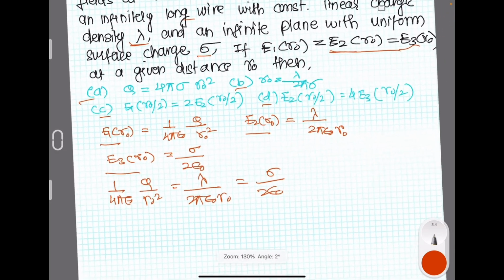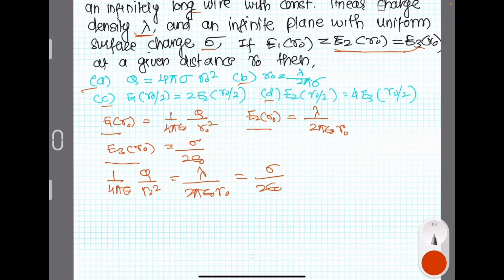Now here our job is to verify each and every option and check whether they are correct. So let us see if the first option is correct. This option relates q with sigma. So out of these three equalities, we have to equate this with this expression, and when we equate that, we will get a relation between q and sigma.